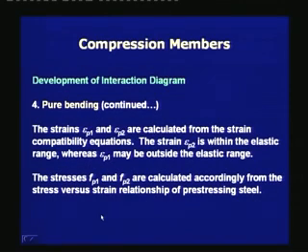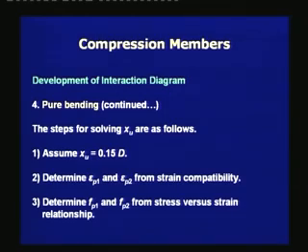The strains epsilon P1 and epsilon P2 are calculated from the strain compatibility equations. The strain epsilon P2 is within the elastic range, whereas epsilon P1 may be outside the elastic range. The stresses FP1 and FP2 are calculated accordingly from the stress versus strain relationship of prestressing steel. The steps for solving Xu are as follows.